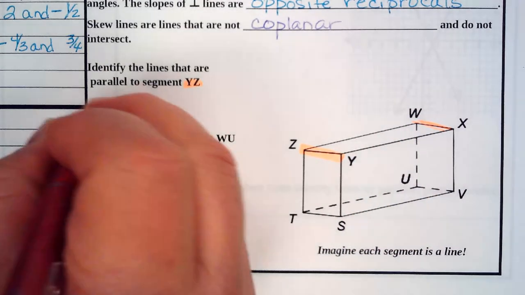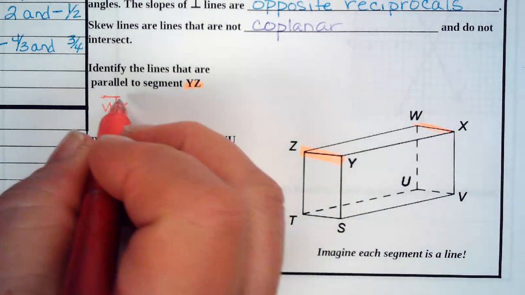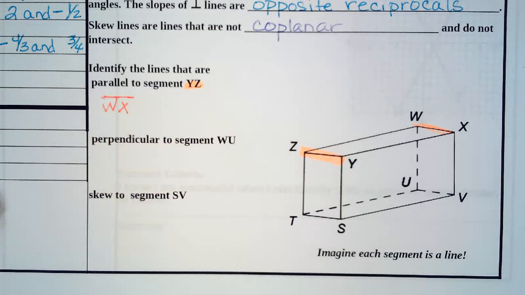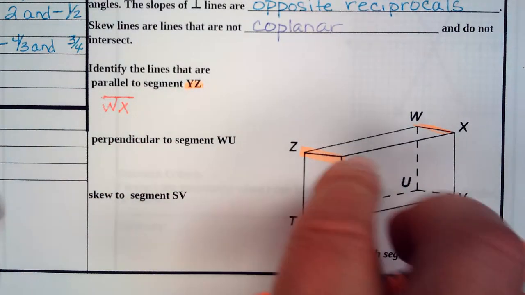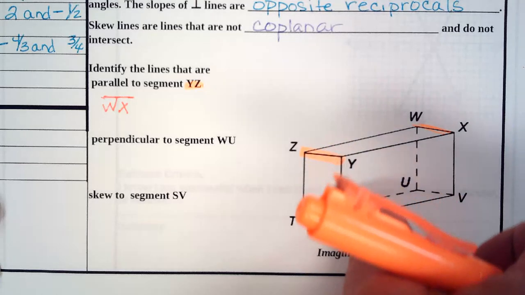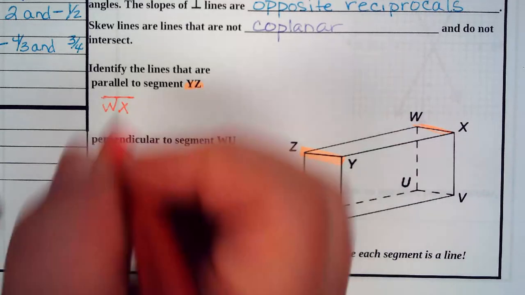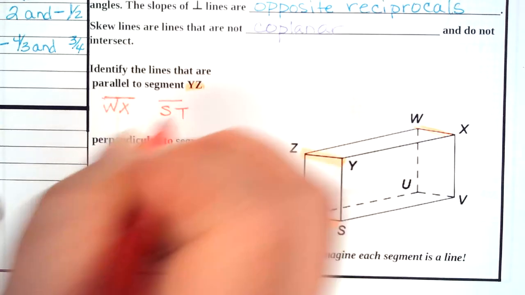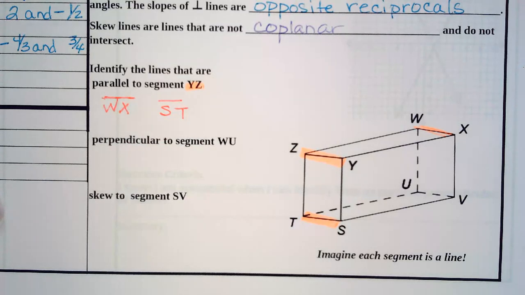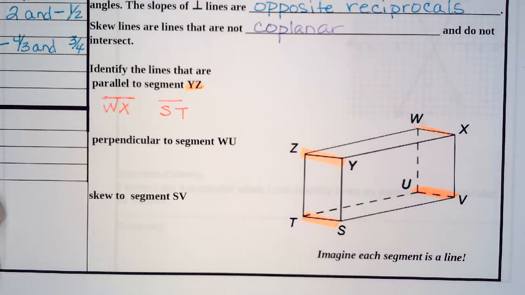Are there any other segments? What about TS? TS would be parallel. This top plane includes WX and YZ. This plane contains YZ and ST. There is one more that would be considered parallel. It's the other side of the box, other corner of that box, which is UW.